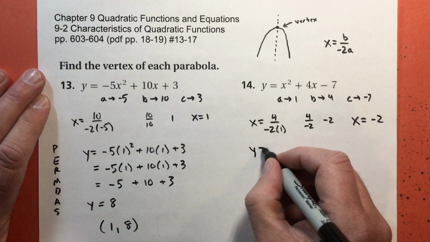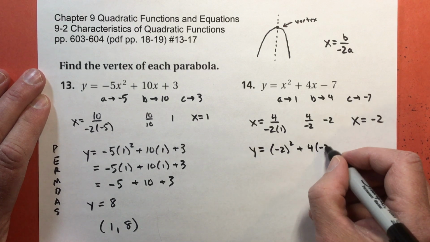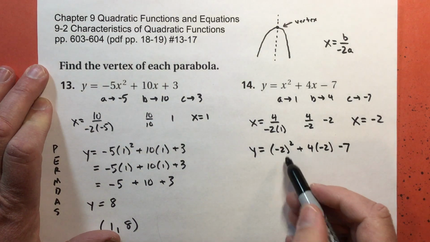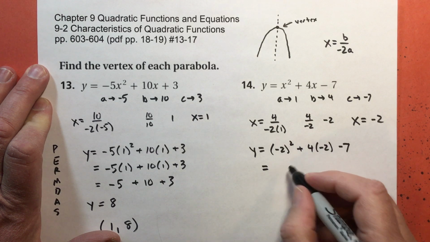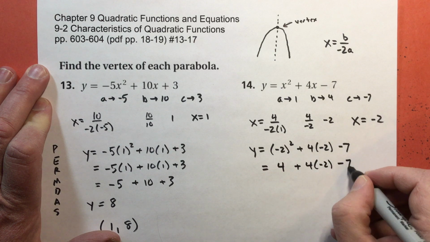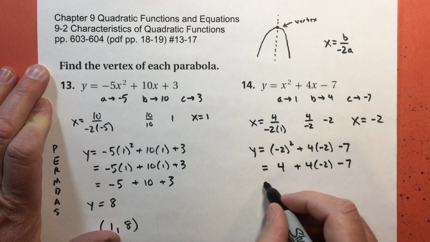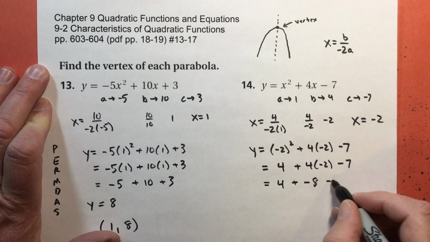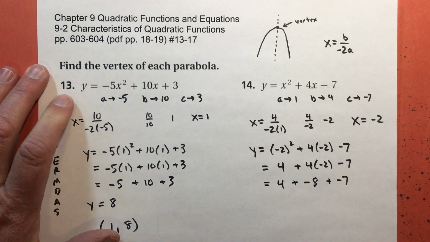So I take y equals -2 squared plus 4 times -2, subtract 7. Take care of the exponent first. Negative 2 to the second power means negative 2 times negative 2, which is positive 4. Now I multiply. I don't have to do anything here or here, but I can do this. I get 4 times negative 2 is negative 8. And I'm going to go ahead and say plus negative 7, because it just makes it easier to understand.